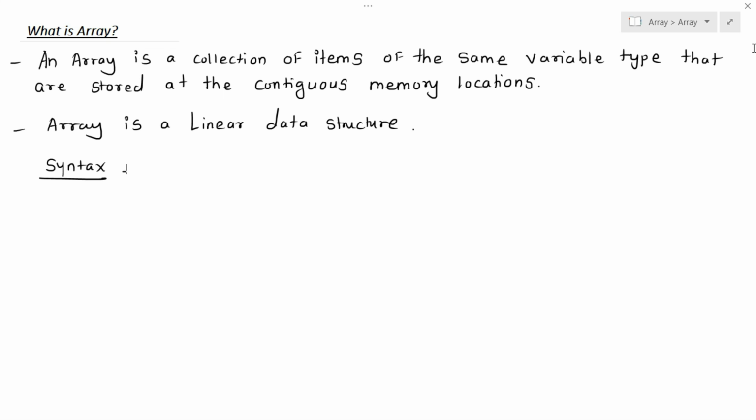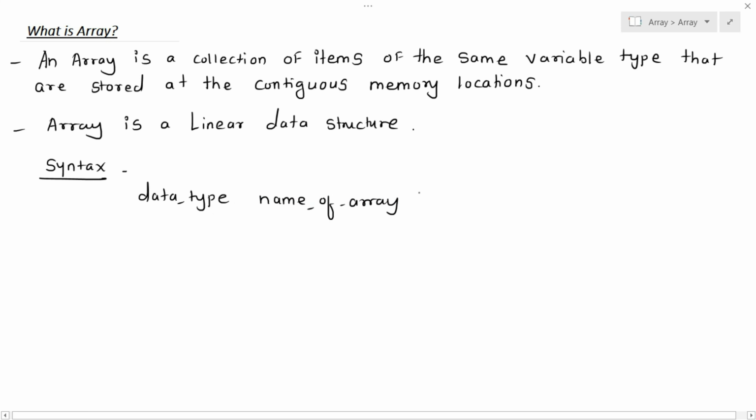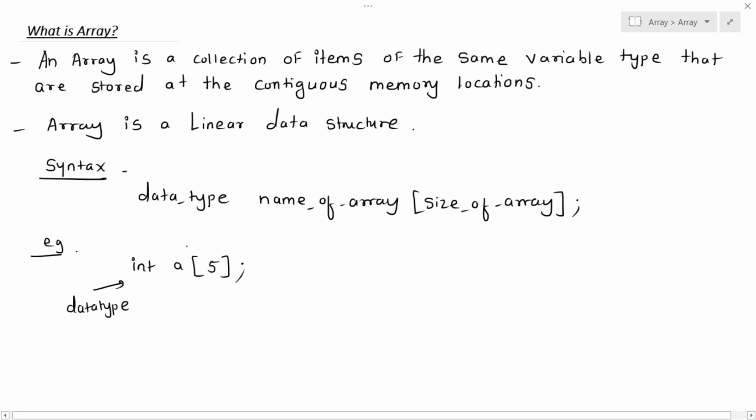Now let's see the syntax of array. The first thing is the data type, then the array name, and then in square brackets the size of array, ending with a semicolon. So this is the syntax of array: first the data type, then the array name, and then the size of array. Let's see an example. For example, the data type is integer, the name of array is a, and the size of array is, for example, 5. So here integer is the data type, a is the array name, and 5 is the size of array.